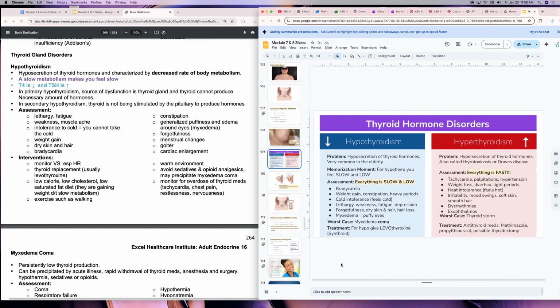So, your thyroid hormone disorders. For hypo, I want you to remember that everything is slow and low. Okay? So hypothyroidism, the problem is a hyposecretion of thyroid hormones, and it's very common in the elderly because as we get older, our thyroid function decreases naturally. That's why as we get older, our metabolism decreases naturally.